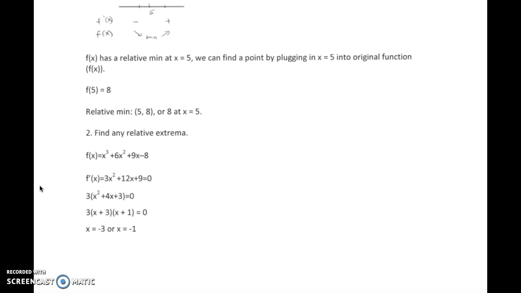When we take the derivative, we end up with 3x squared plus 12x plus 9. We set that derivative equal to 0. We factor out a GCF of 3 to make our life a little bit easier. This is a nice quadratic function that factors into x plus 3, x plus 1. Setting that equal to 0, we have critical numbers of x equals negative 3 or x equals negative 1.